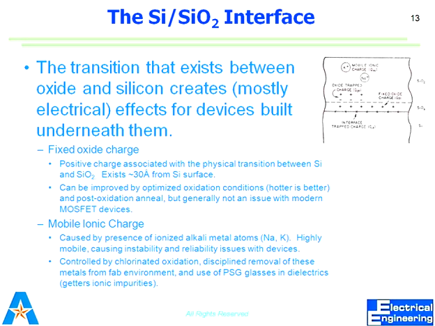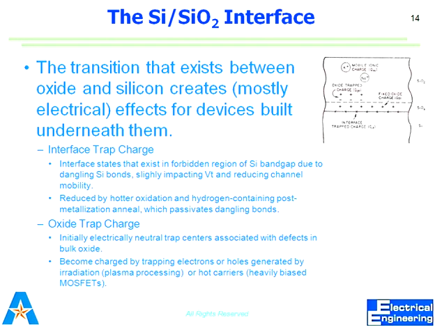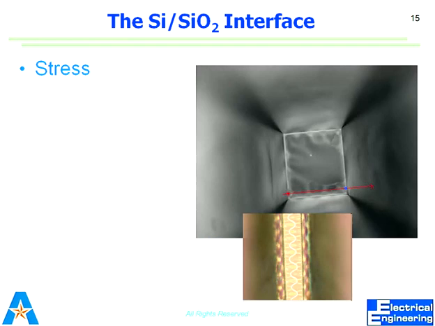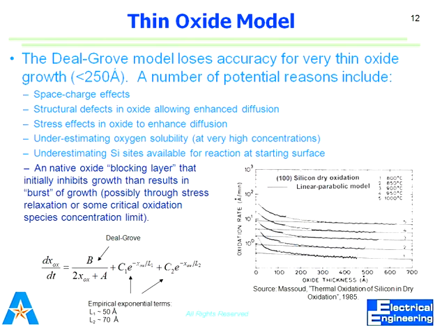At this interface there would be certain types of defects. There are 4 types of defects that come into play. We call them fixed oxide charge, mobile ionic charge, interface trap charge and oxide trap charge. So these are the 4 types.